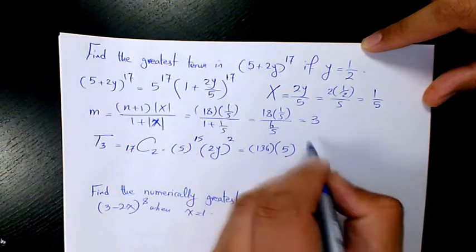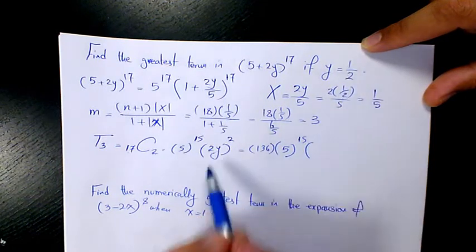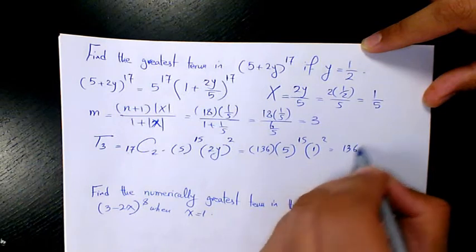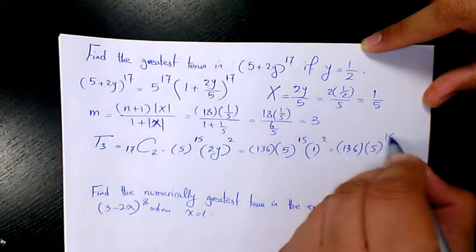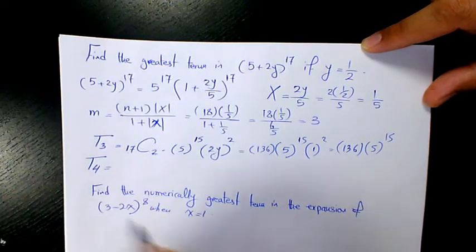5 to the power of 15. 2 times y, which is 2 times half, that's going to be 1 squared. So it's going to be 136 times 5 to the power of 15. So that's going to be t3. Now let's look at the t4.